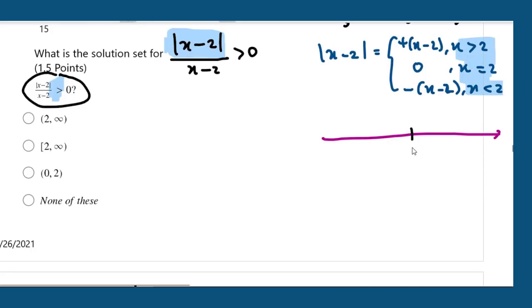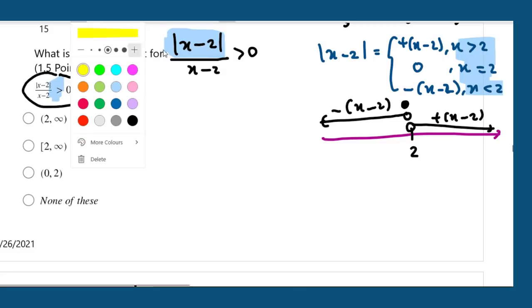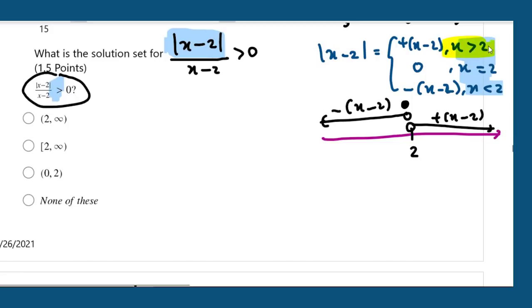So to the right, it is positive x minus 2. To the left, it is negative x minus 2, and 0 when x is equal to 2. So we have two cases here. The first is when x is more than 2.